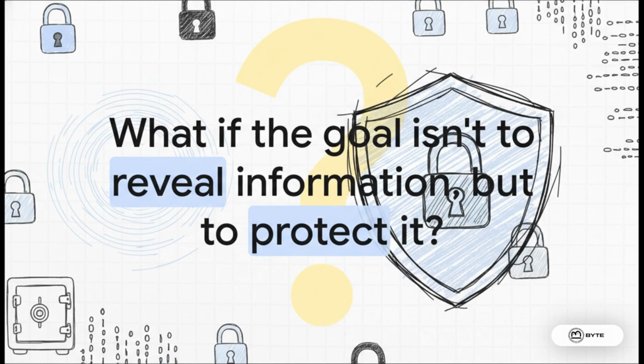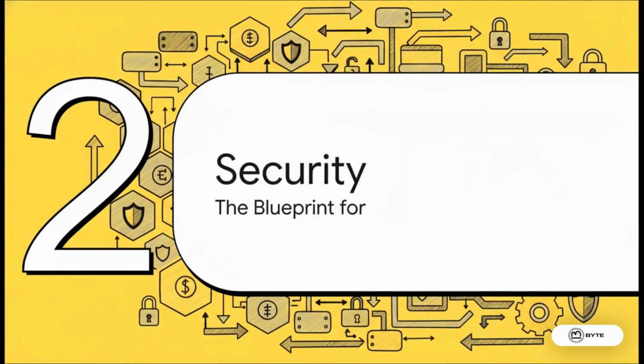Okay, so that's a blueprint for building a clear argument. But let's pivot to a completely different challenge. What if your goal is the exact opposite? Not to make information transparent, but to make it private and secure. All right, let's move on to our second blueprint. And this time, it's from the world of Bitcoin.